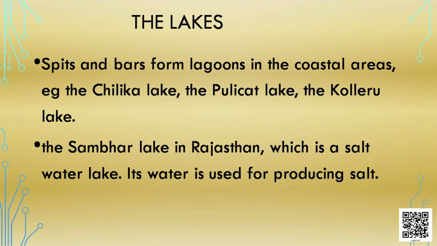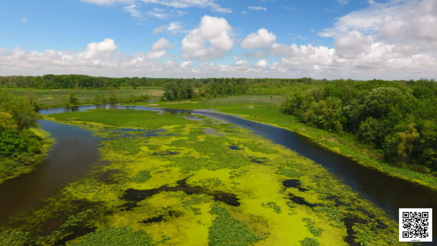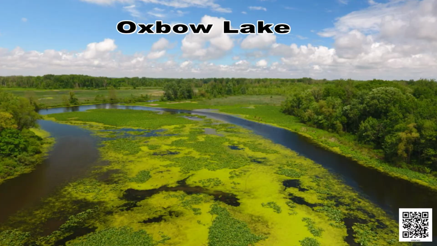What is a lagoon? The backwater of the sea is called a lagoon. Coming to the next type of lake, it is called the Oxbow Lake. It is a U-shaped body of water that forms when a wide meander from the main stream of the river is cut off. That creates a lake, and the lake is called an Oxbow Lake.